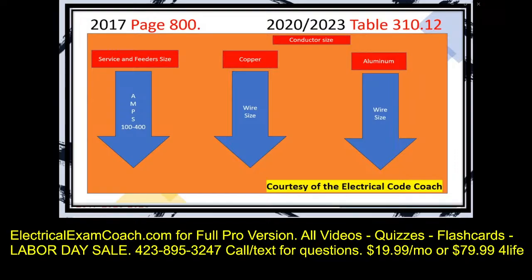On the left-hand side, we're going to find the size of the service and feeder, and this is listed in amps. And you'll notice that it only goes to 400 because the rules that we're learning right now only apply to services and feeders that feed the entire dwelling in between 1 and 400 amps. And I've got a great graphic illustration in the next slide to show you when it does and does not apply. On the next column over, we're going to see the copper side if we decide to use copper, and then aluminum if you decide to use aluminum.